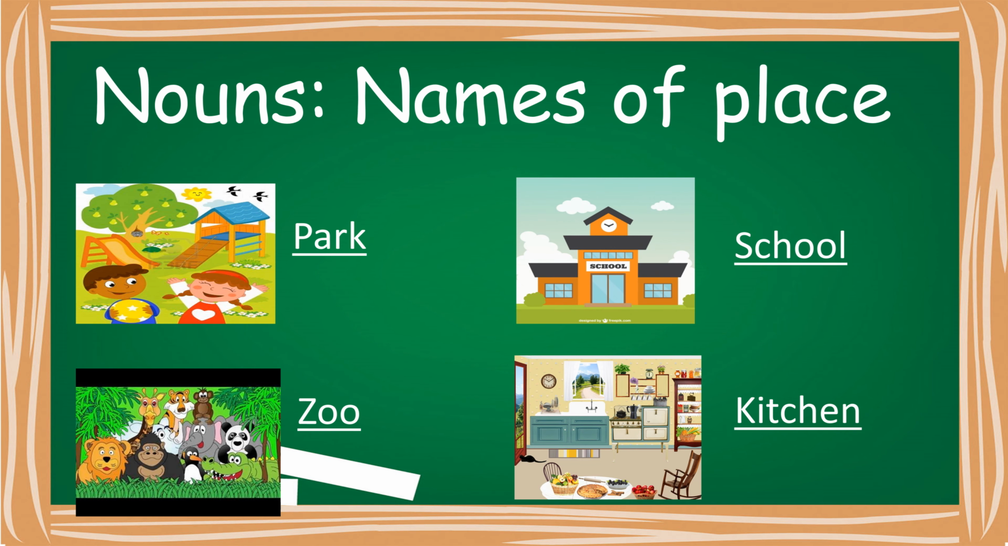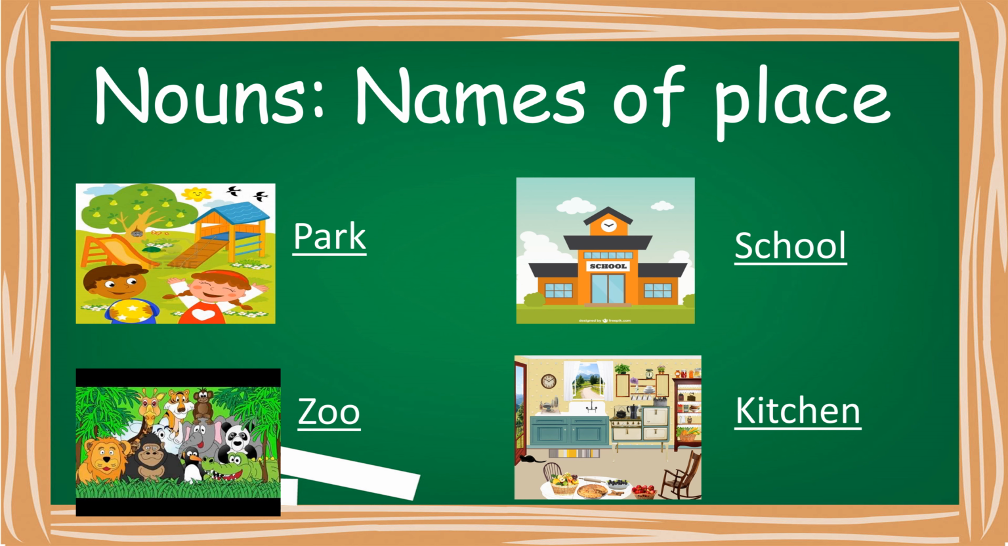Other names of places such as park. You play in a park, isn't it? So, park is a place where you play. So, park comes under noun. Zoo. Zoo is where the animals live. So, zoo is a place. Next, school. School is a place where you study, where you learn. So, it is also a place, name of a place.